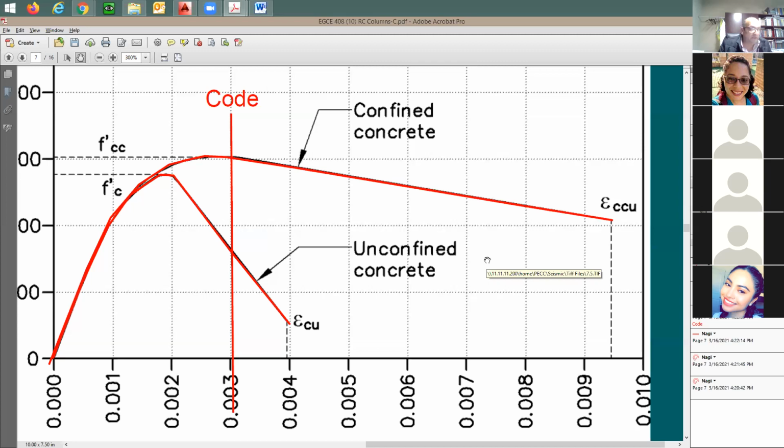Okay, Angel, can you answer this question, please? Sure. Is it true that the code is going to let you use a strain higher than 0.07 or 0.06? It's going to depend on your design, right? If it's tied, obviously you're not going to have as much confinement, but the more tightly wound your spiral, the more confined your concrete is. Okay, so the code says it's okay if you have confinement to use 0.06 or 0.07.